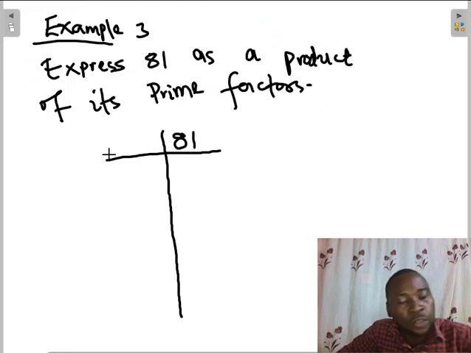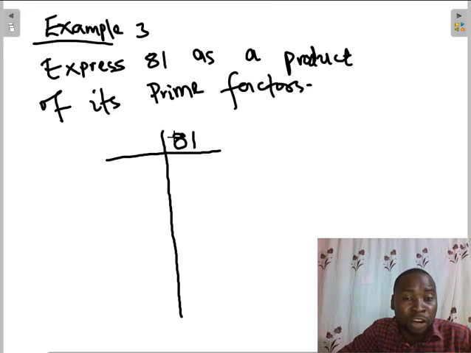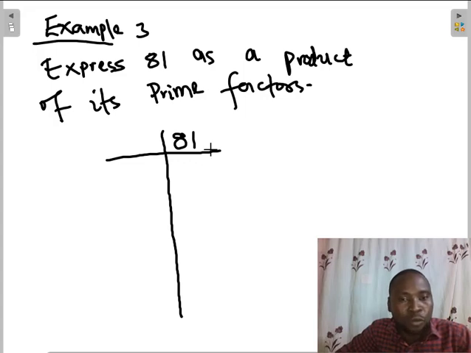Can 3 divide 81? Remember the test of divisibility for 3. How do we know whether or not a number is divisible by 3? We try to add the digits of that number. So here we add 8 to 1. That gives us 9. 9 is a multiple of 3. Actually, 3 threes is what makes 9. Therefore, 81 is divisible by 3. So let's start with 3.